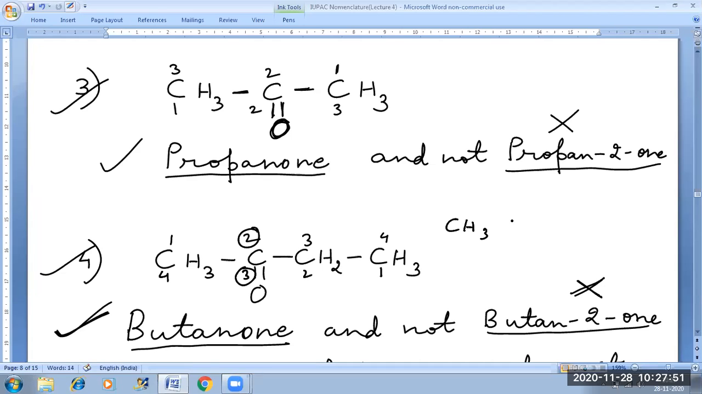Similarly, for the fourth one, if I write like this, I can write the fourth compound like this as well. Again, it's the same thing. The ketonic carbon is at the second one. So I do not write butan-2-one, I just write butanone.